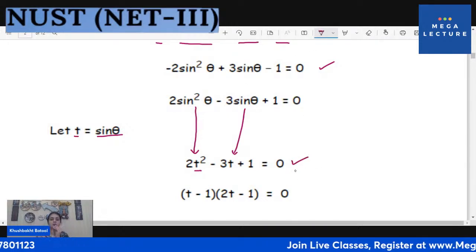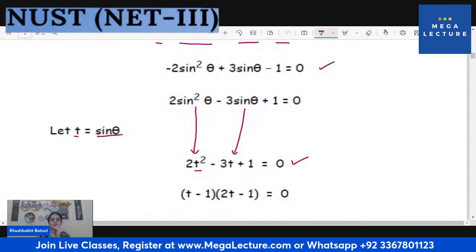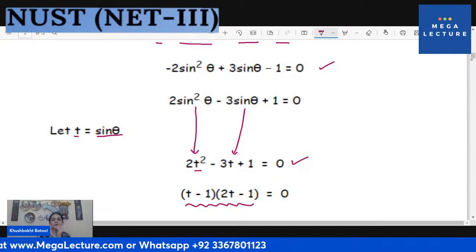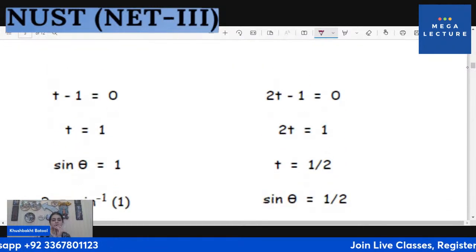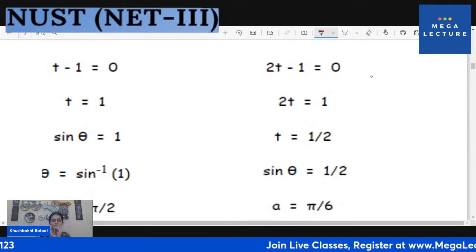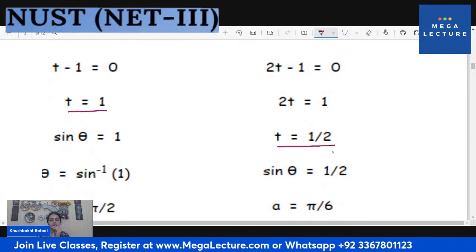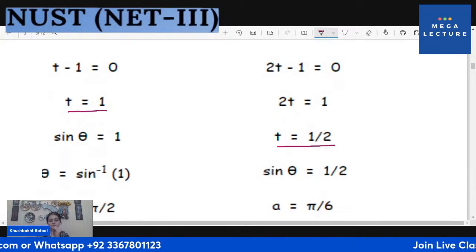Now you know how to solve any quadratic equation by factorizing it, and once you have the factors, it would look something like this. You can write this as t minus 1 equals 0 and 2t minus 1 equals 0. So t would be equal to 1 and t would be equal to 1 by 2. In case of any queries, stop me right now. I'll just wait a few seconds, let you try absorbing all of this, and then I'll tell you how to solve it further.